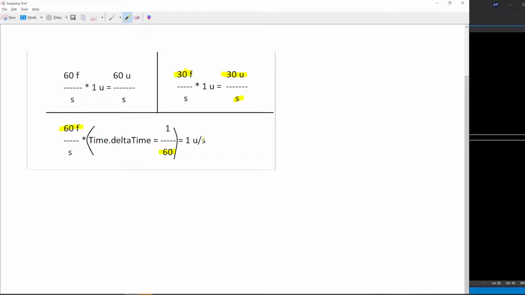The cool thing about this is that if you replace the 60 with 30 frames per second, you can see that this becomes 30 and this becomes 30, and again, they just cancel out. So no matter how many frames per second you're going, you're always going to move 1 unit per second, because these two numbers will always be on opposite sides of the fraction, so they're always going to cancel out.